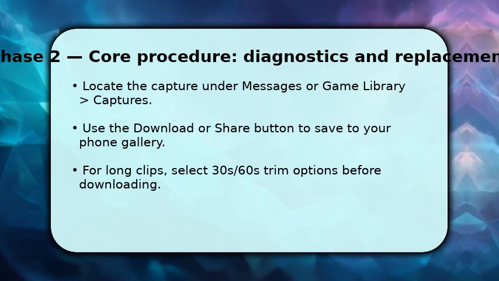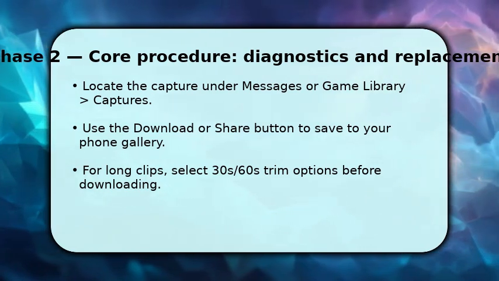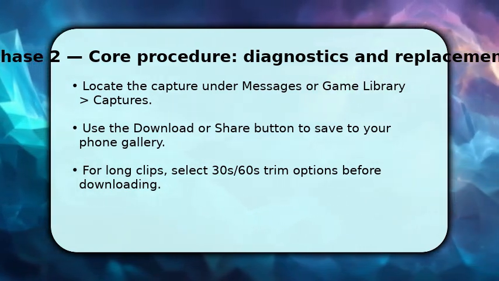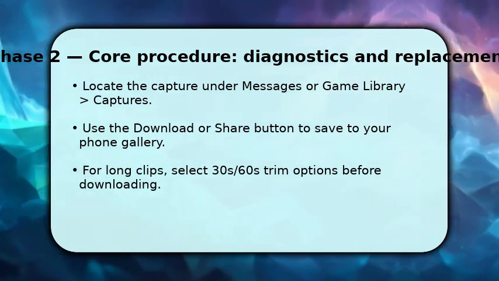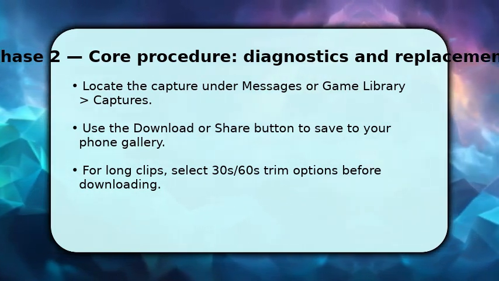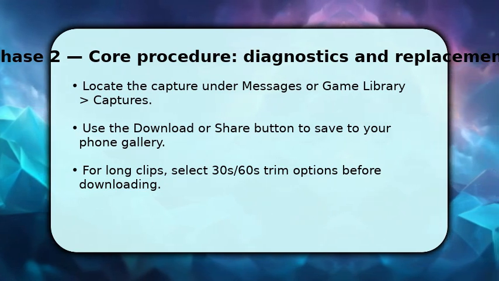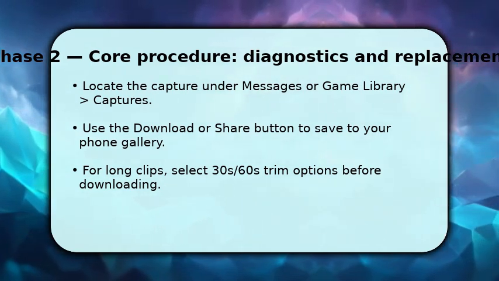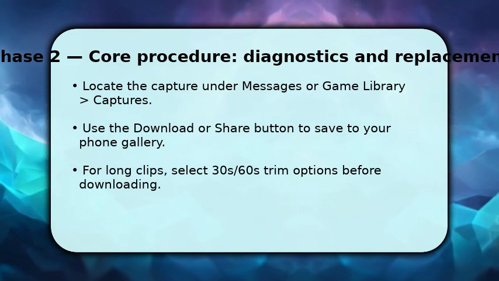You'll see download, share, and trim options. Choose trim if you need to shorten the clip, then select download to save it to your device. If the file fails, try share to send to yourself via chat, then download from the chat thread. Keep patience. Large files may take extra time depending on network speed.